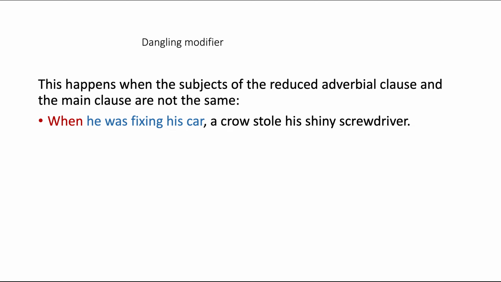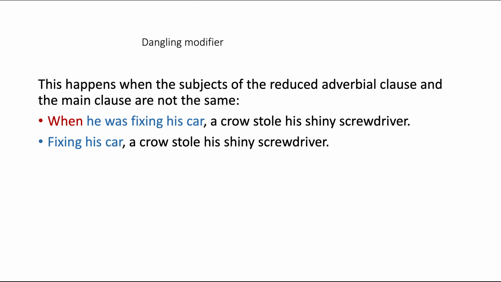Now, you might think that you can reduce this because we have when, and we have seen examples that have the adverbial clause with when, and we reduced them actually and nothing happened. But because the sentence is missing one important condition, we cannot do it, and that is the subjects of the main clause and the adverbial clause are not the same. So if you reduce this, you're going to end up with this sentence. Fixing his car, a crow stole his shiny screwdriver. And this is not going to make sense.